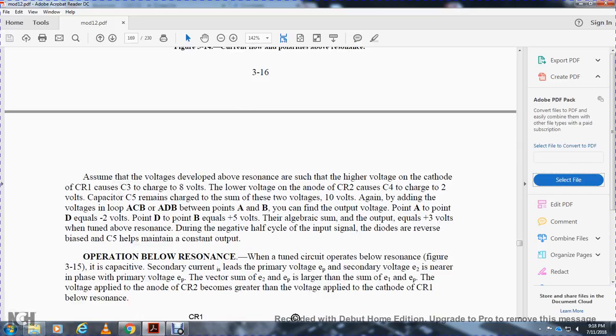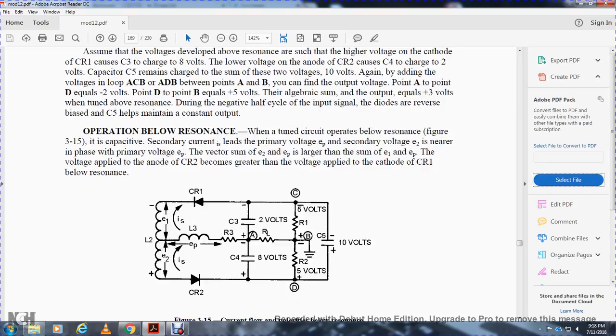Operation below resonancy. When the tuned circuit operates below resonancy, it is capacitive. The secondary circuit is led by the primary voltage. The secondary voltage is nearly in phase with the primary voltage. The vector sum of the secondary voltage and the primary voltage, applied to the anode of diode 2, becomes greater than the voltage applied to the cathode of diode 1 below resonancy.